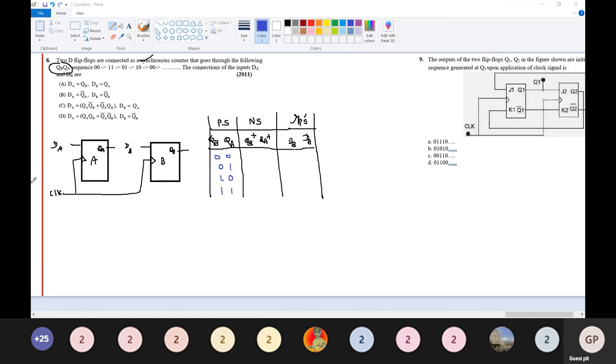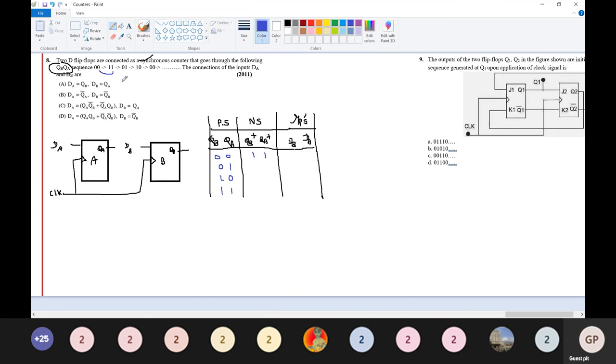Now the present state, so we'll be finding the next state here. The present states are 00, 01, 10, and 11. From the given sequence, we are going to fill up the next state. So from the given sequence, for 00, the next state is 11.